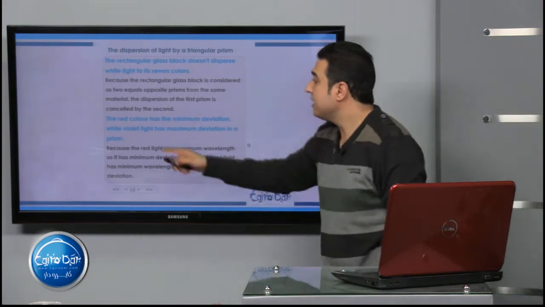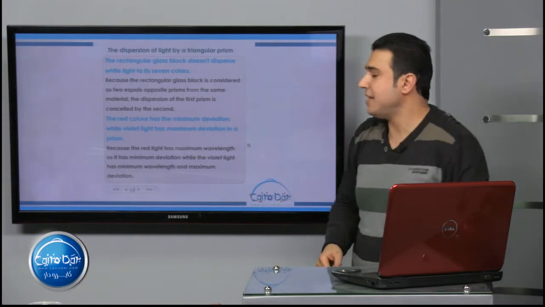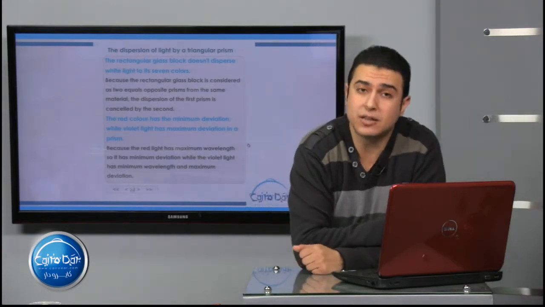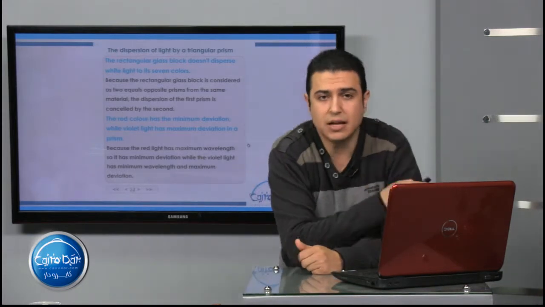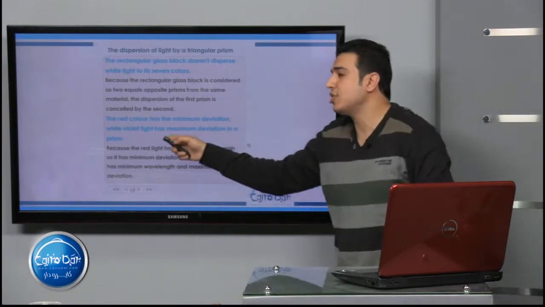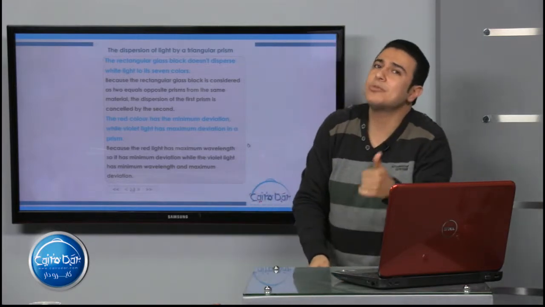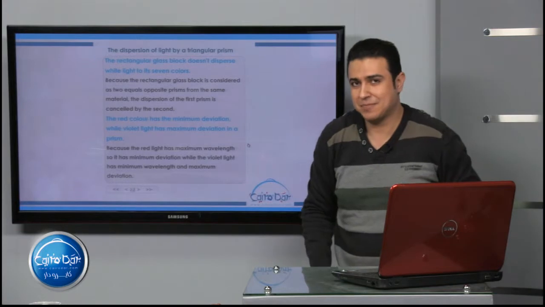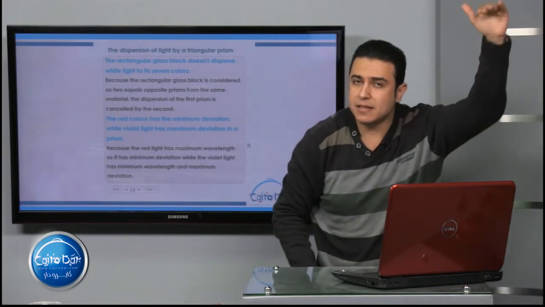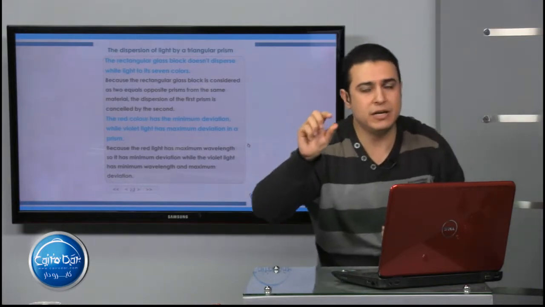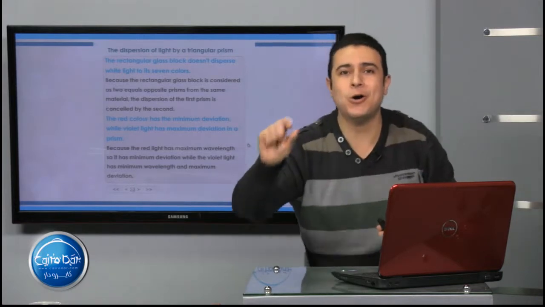Another question. The red color has a minimum deviation, while the violet light has maximum deviation in a prism. Why? It is related to the what? Yes, wavelength. High wavelength, small refractive index, small angle of deviation.